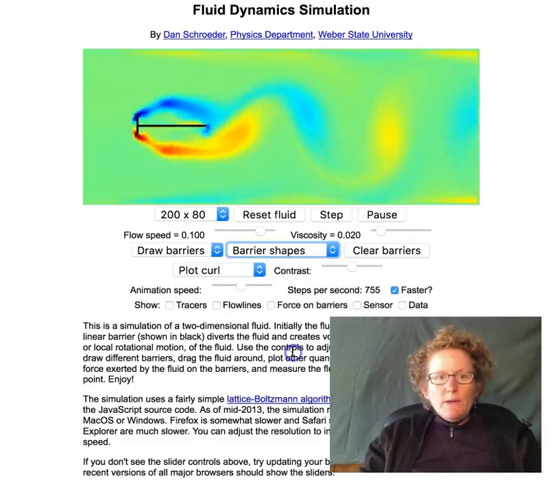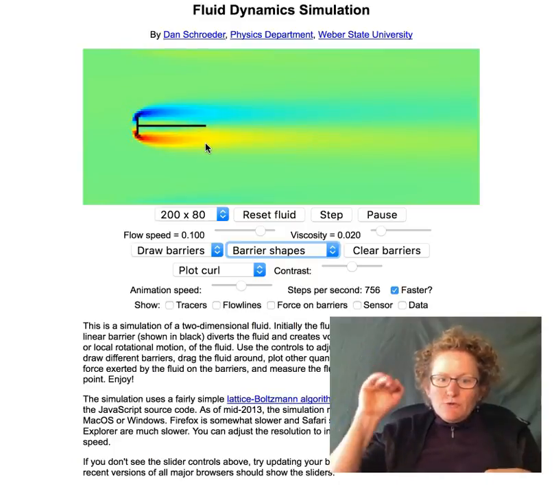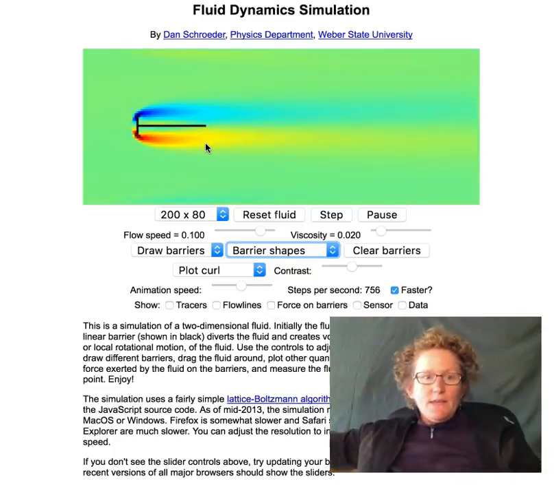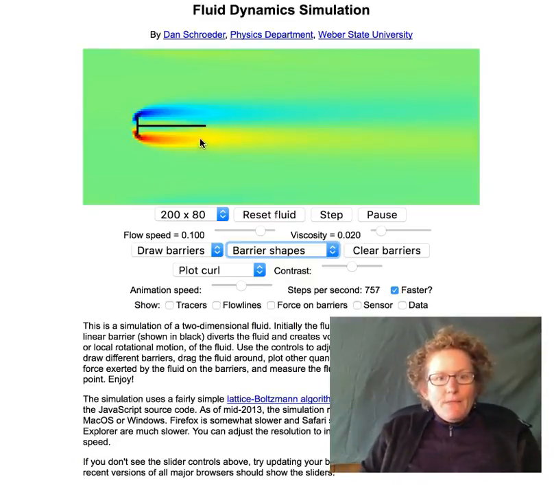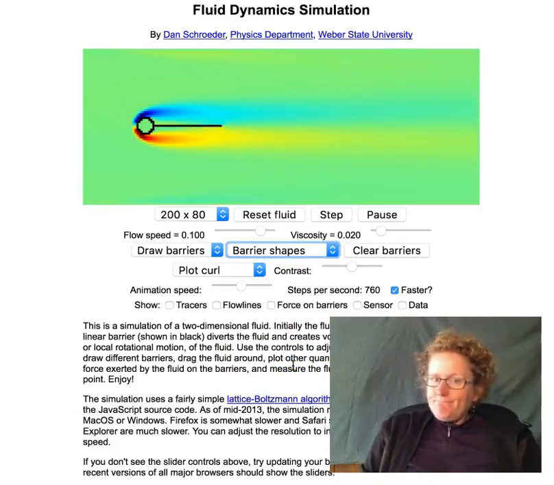Let's try a spoiler. A spoiler tries to even out the air as it passes over the front of the car. You might have seen one of those little things on someone's trunk that's trying to control the air as it flows over the car and leaves the car. And that looks like it smooths out the air pretty well. Spoiler works. Imagine that. That's why they put them on the sportier cars. Let's try a circle with a spoiler. That looks pretty good too.